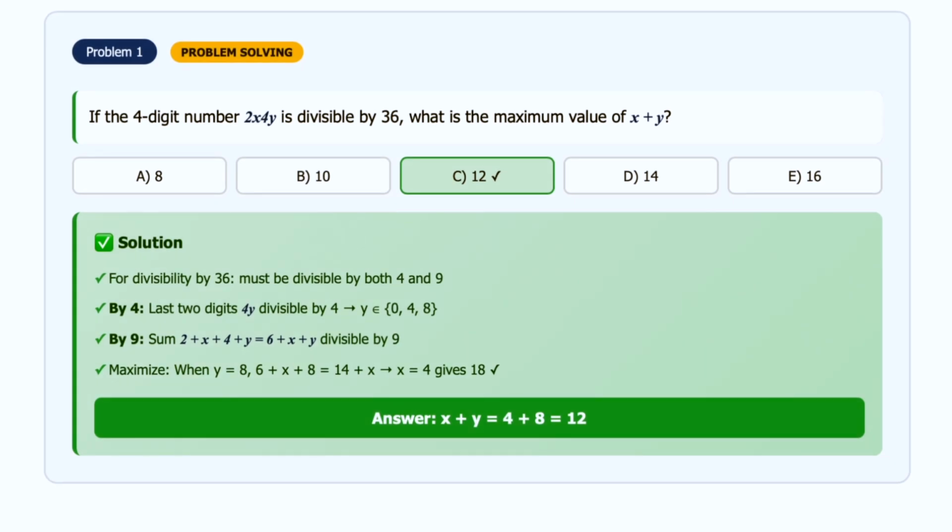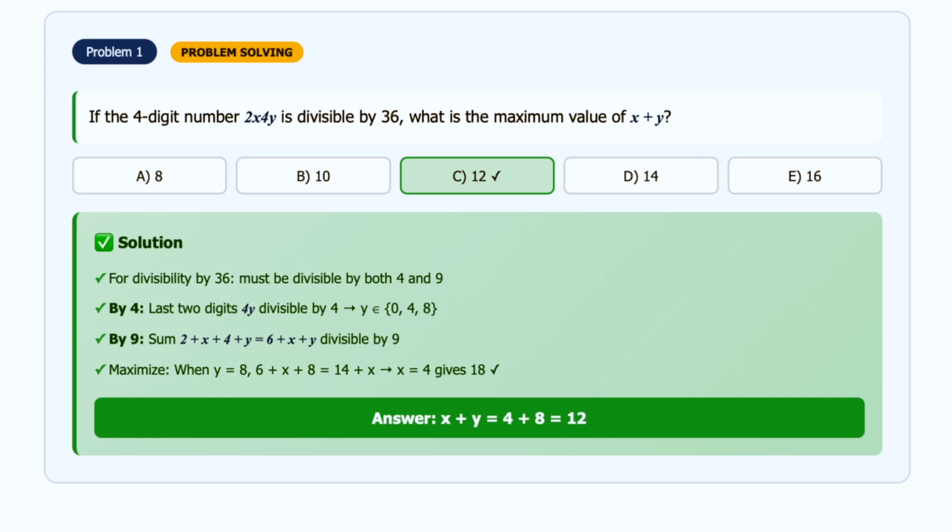Problem 1. If the 4-digit number 2x4y is divisible by 36, what is the maximum value of x plus y? For divisibility by 36, the number must be divisible by both 4 and 9. For 4, the last two digits, 4y, must be divisible by 4, so y can be 0, 4, or 8. For 9, the sum of digits, 6 plus x plus y, must be divisible by 9.